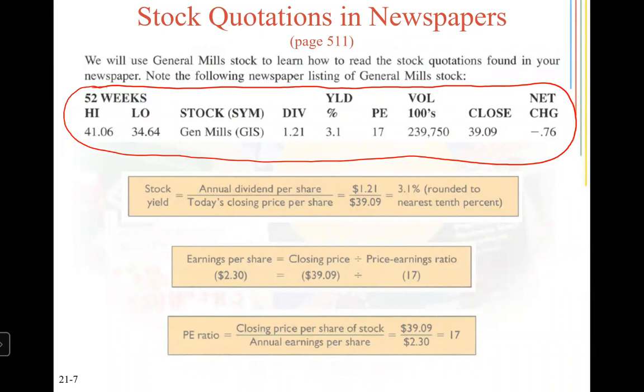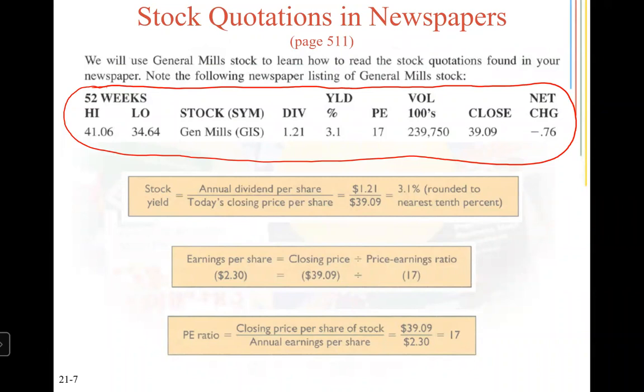The range of value of the stock over 52 weeks. People like to know what kind of prices the stock has been selling for. You might have bought a stock, let's say, for $20 some years ago, and now you're seeing it selling between 41 and 34. So it gives you an idea that the value of the stock is increasing.